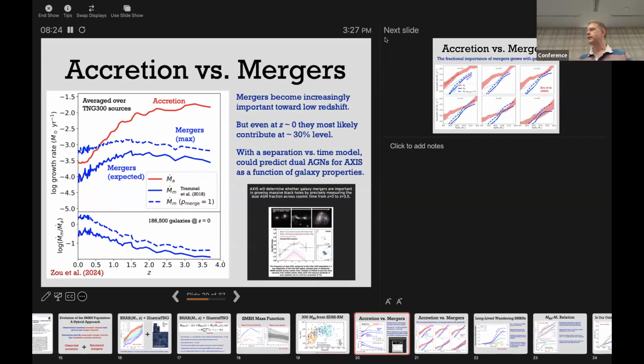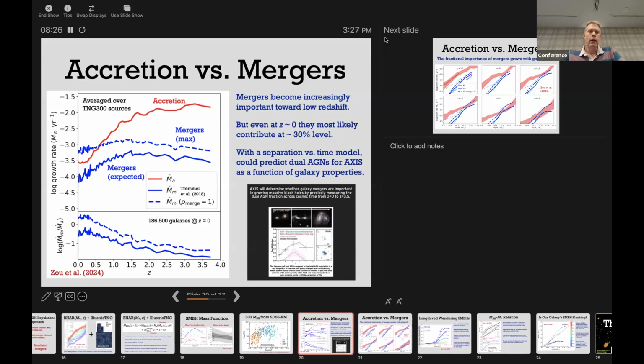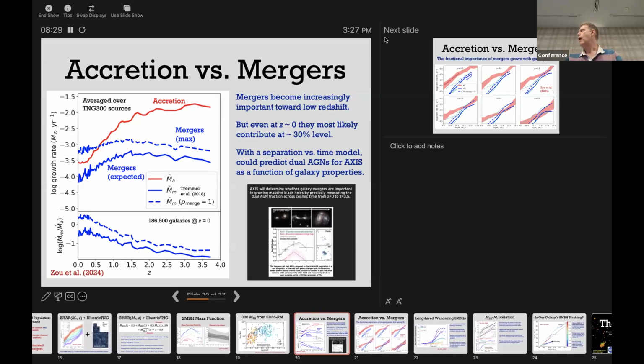Okay, so then going to the key relevance to AXIS. Well, this plot here shows our average growth from accretion and mergers. The growth due to mergers is as I defined previously. We show the expected growth due to mergers using a nominal merger rate, where when a pair of galaxies merges, you have to work out the probability the supermassive black holes ultimately end up merging, as opposed to ending up as long-lived wanderers, okay? And then we also work out a hard upper limit, where we essentially allow every pair of galaxies that merge to allow their supermassive black holes to merge. So you have a hard upper limit there.